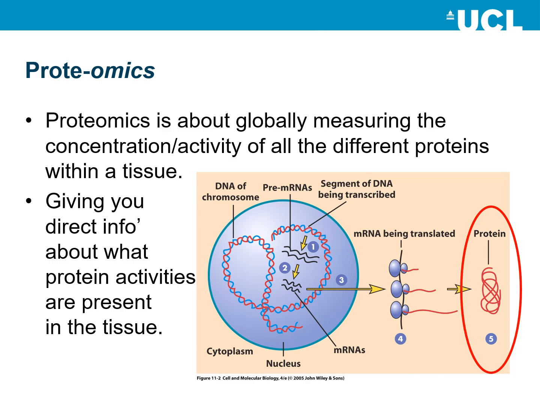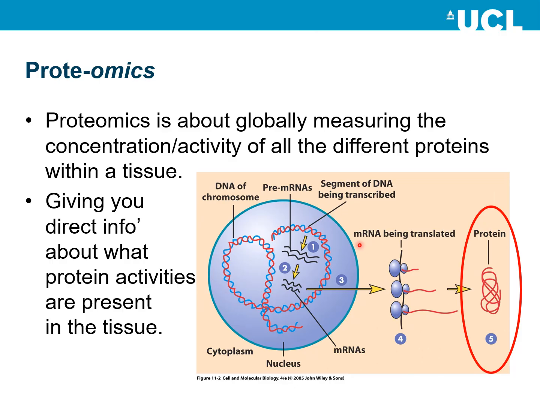So proteomics is the third type of omics, and this essentially is about measuring globally all of the concentrations of all the proteins in a cell or a sample. So this gives you an indication of the activity of different enzymes, for instance, in a metabolic pathway.